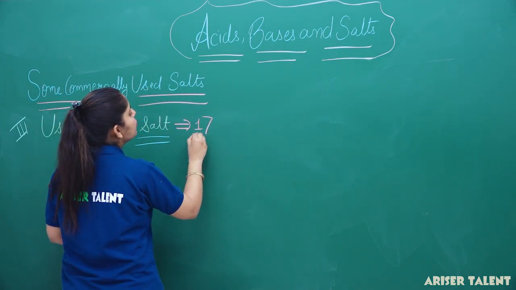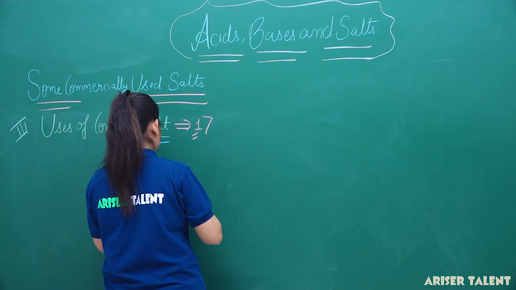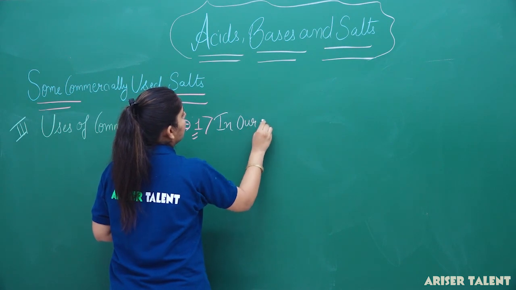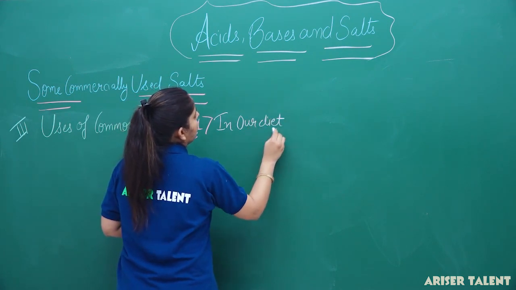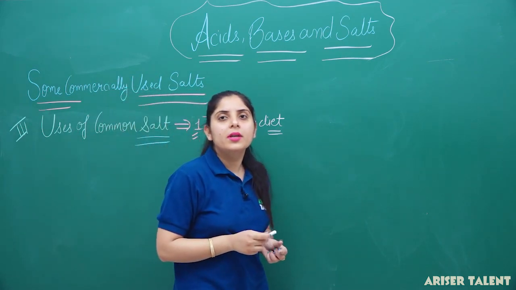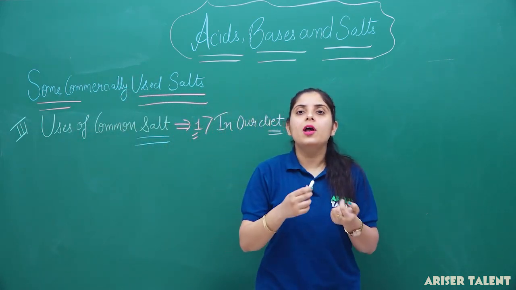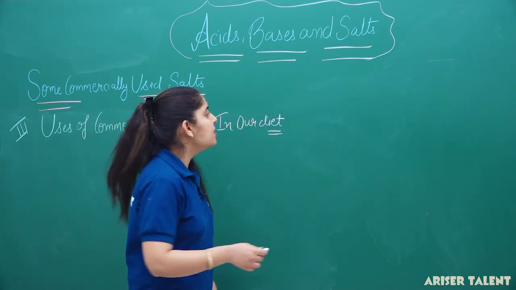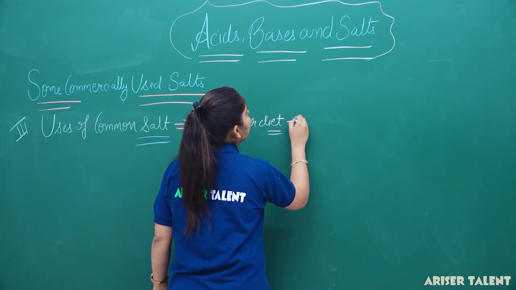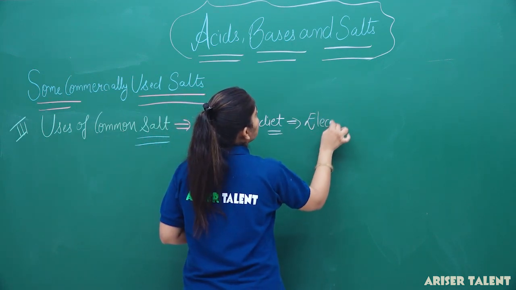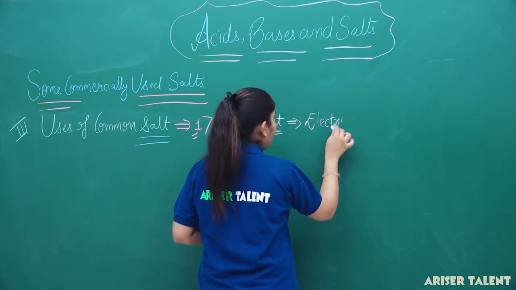So its first use is in our diet. In our diet, as I have already told you, when sweating occurs in our body, sodium chloride flows out along with the water. In this case, muscle cramps actually happen, and we take a salt along with water. So its basic use will be in electrol powder.